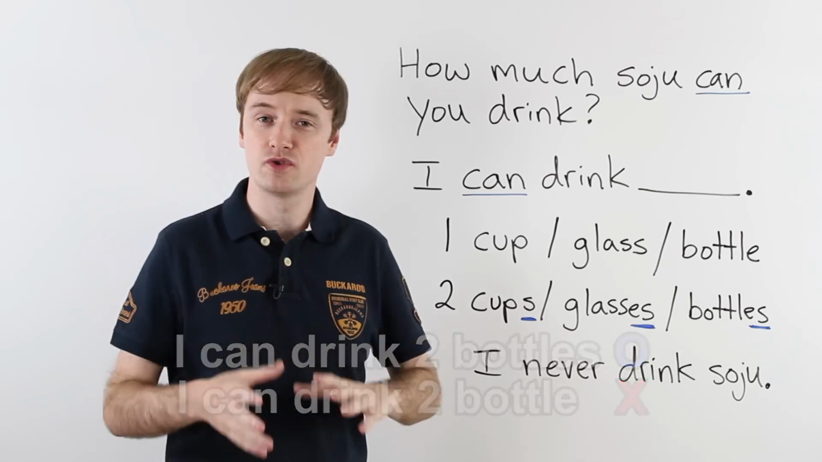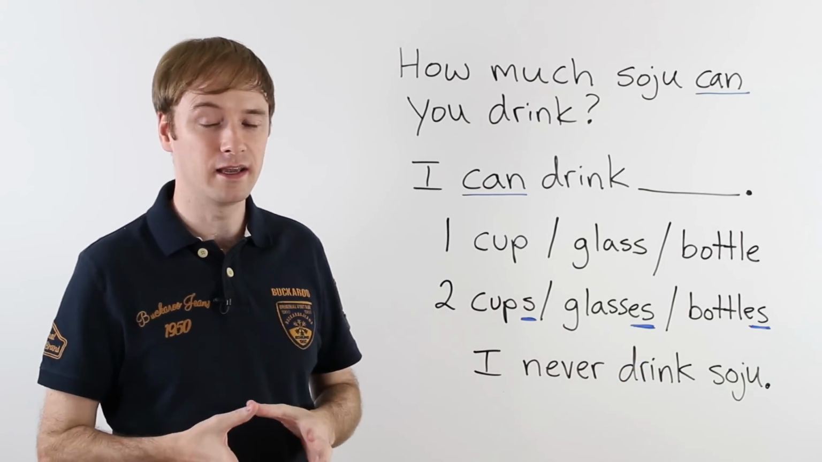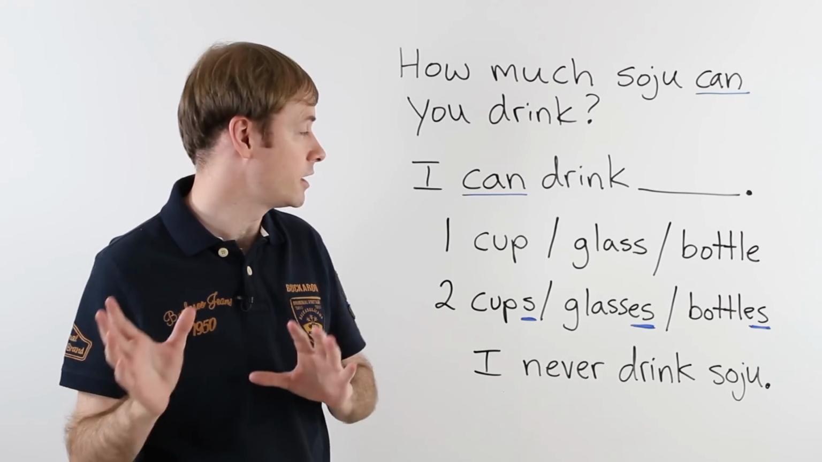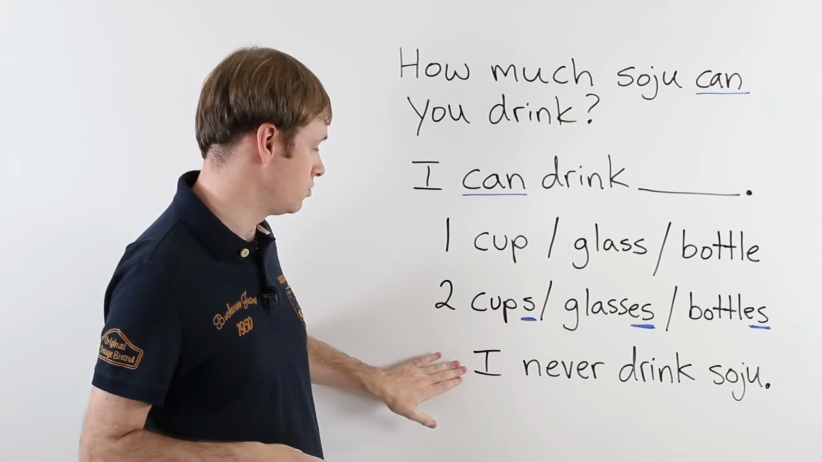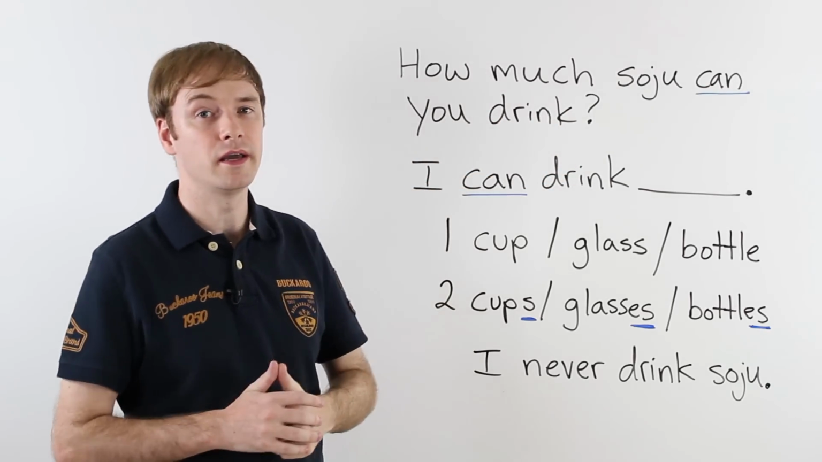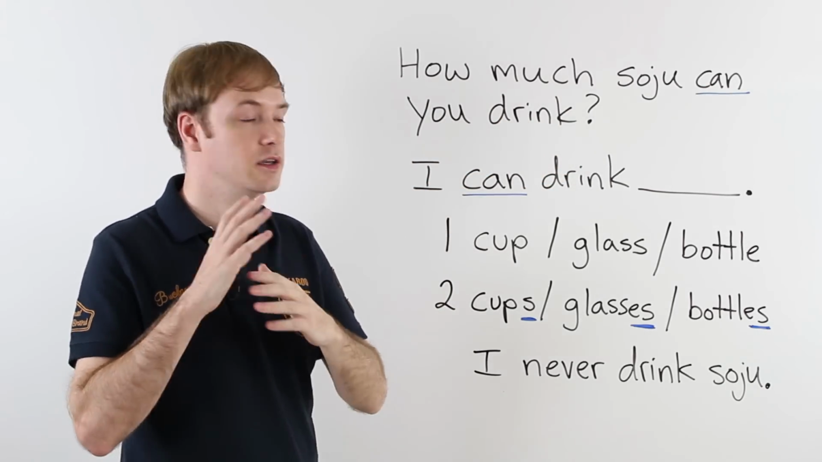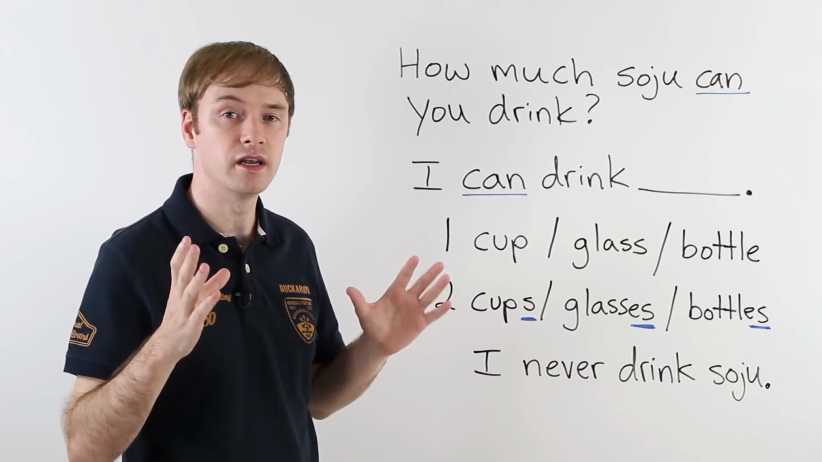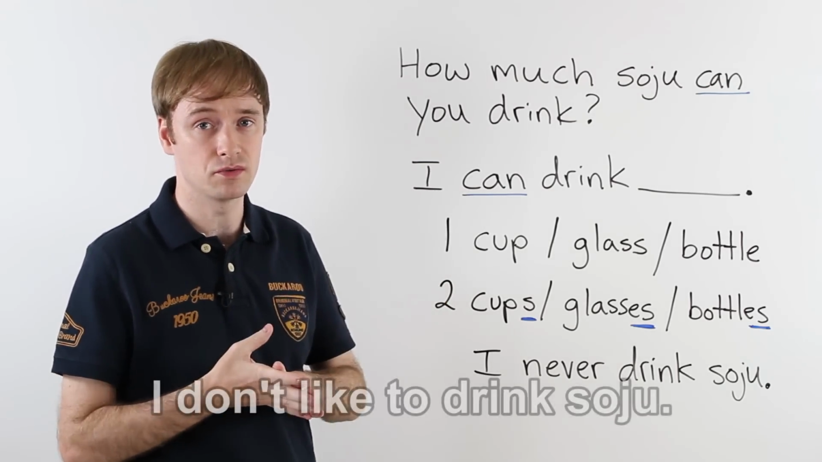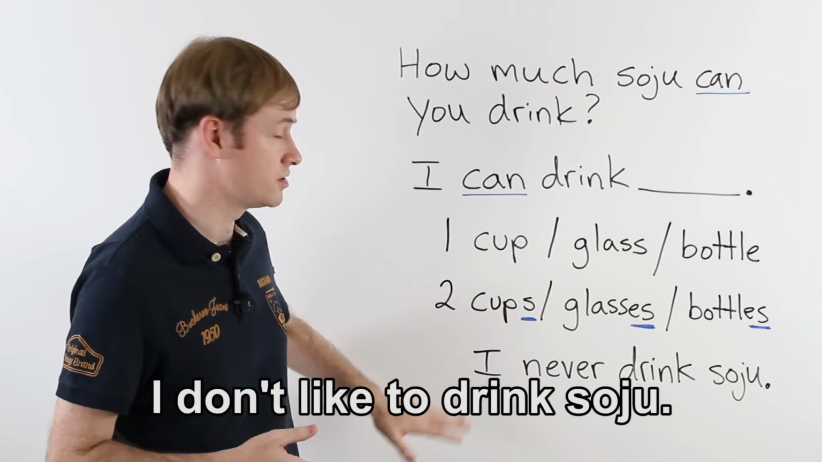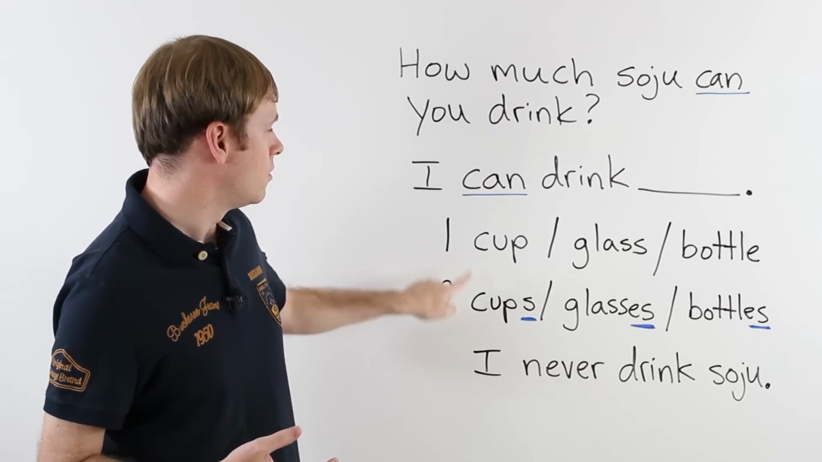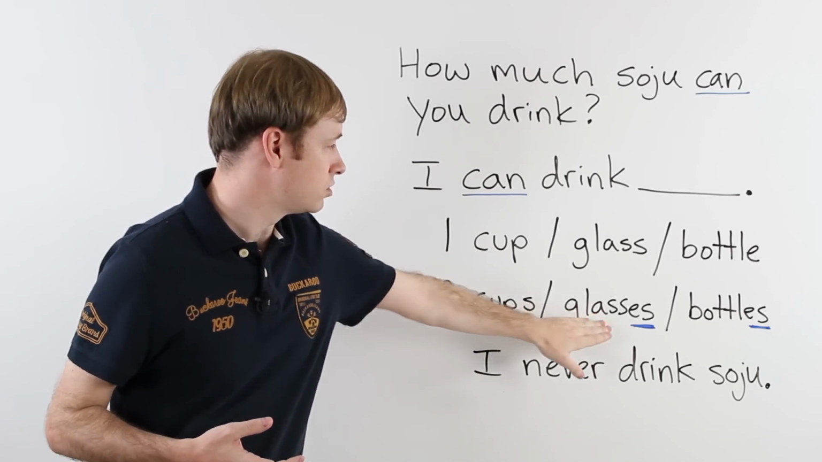Maybe you don't drink alcohol. You don't like alcohol. You never drink soju. You never drink beer or anything. This is what you want to say. How much soju can you drink? I never drink soju. I never drink beer. I never drink wine. Okay, or also you could say, I don't like to drink soju. Okay, you tell the person, I never drink it. All right, so remember 1 cup, 2 cups, to plural.